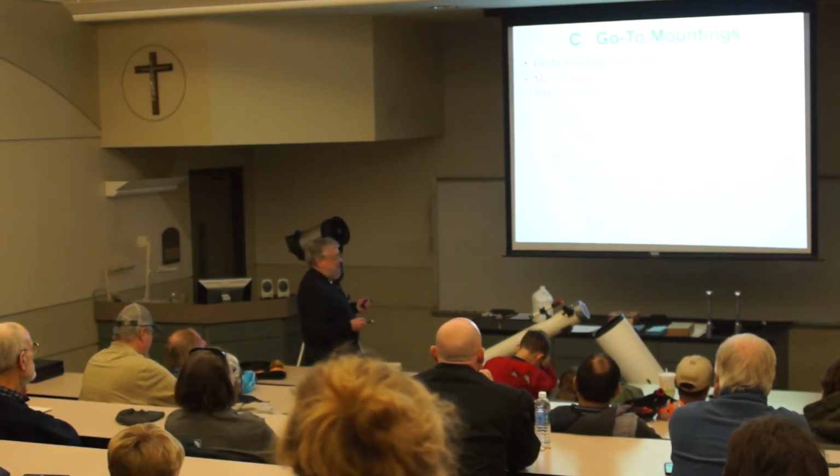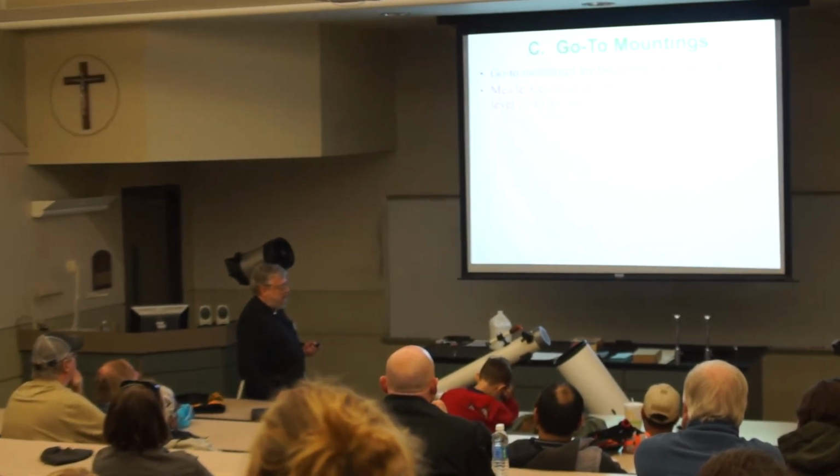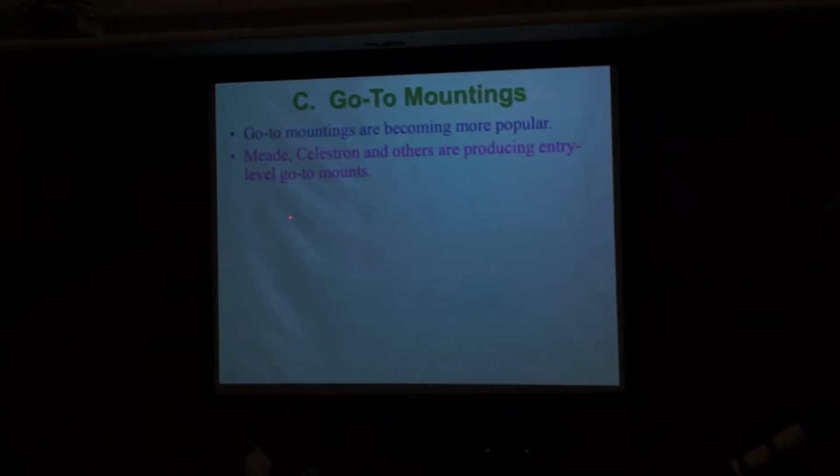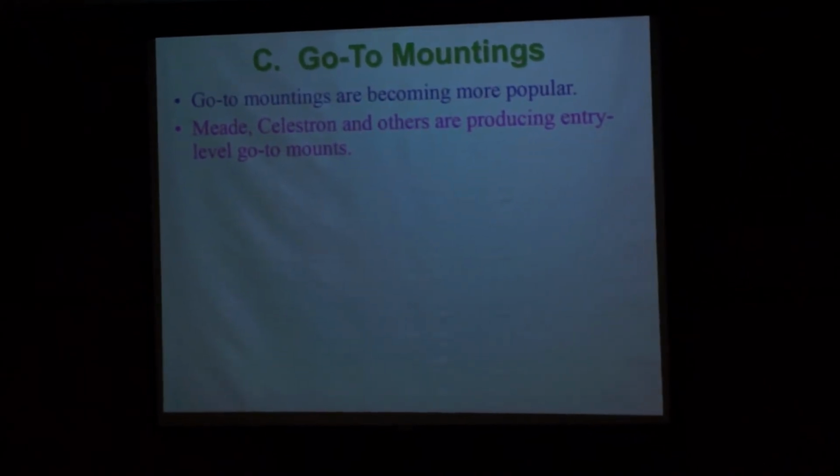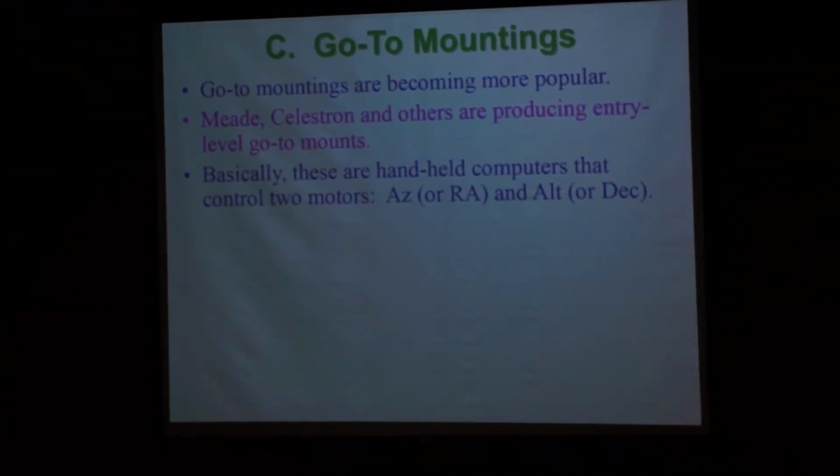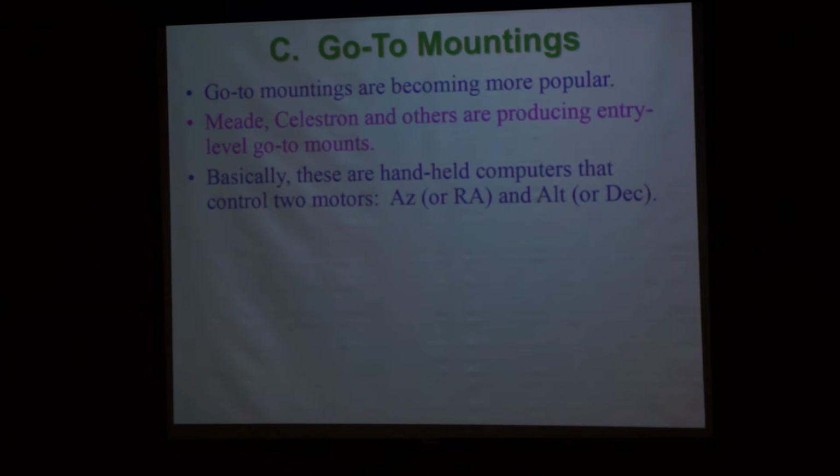Meade and Celestron have various versions of this. Almost everybody does, but theirs are reasonably good. They're basically handheld computers that look kind of like a television remote, but they're actually computers that contain a database of where every object is in the sky that you might be interested in looking at, and you punch in the buttons and it will turn to the object you're looking at.